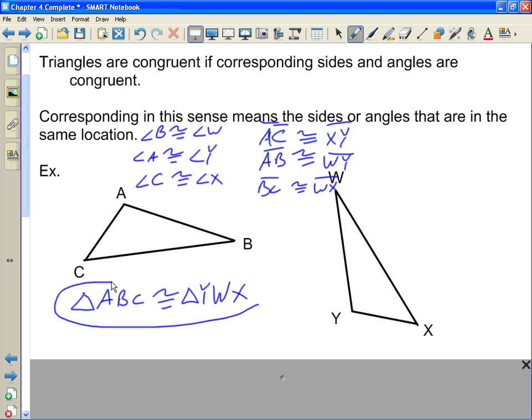This is the only correct way to say that these triangles are congruent. If you say ABC is congruent to WXY, that's incorrect because you don't have the right pieces matching up to each other. Same thing, if I start with this, AB are the first 2 letters, YW are the first 2 letters, so AB should be congruent to WY or YW. BC are the last 2 letters, they should be congruent to WX because they're the last 2 letters.